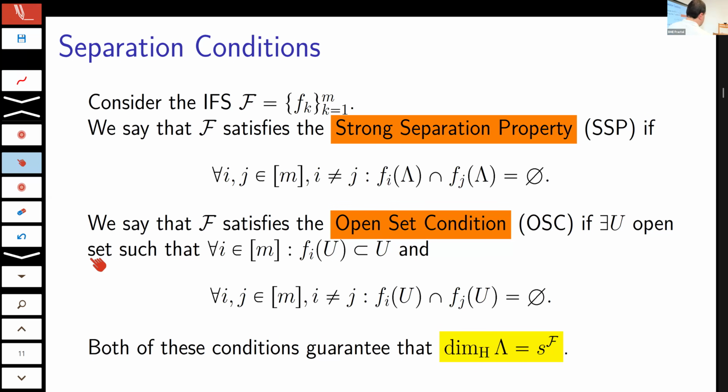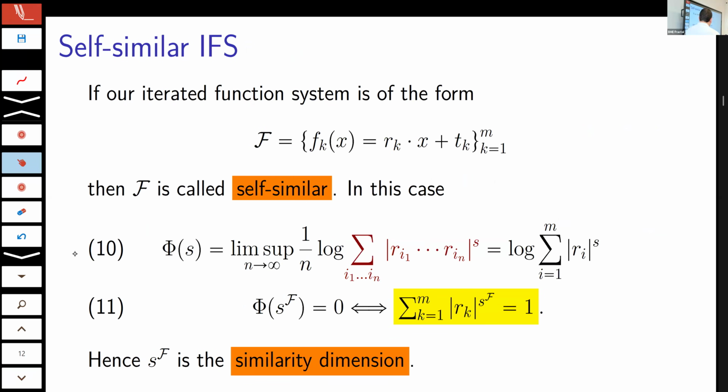Both of these separation conditions guarantee that the Hausdorff dimension is equal to the natural dimension. But we can do more, and work with a milder separation condition called the exponential separation condition. But to define that, first I need to talk about self-similar iterated function systems a bit more.